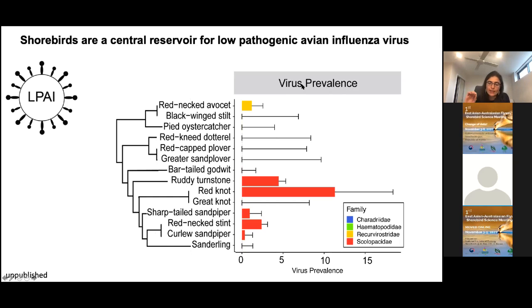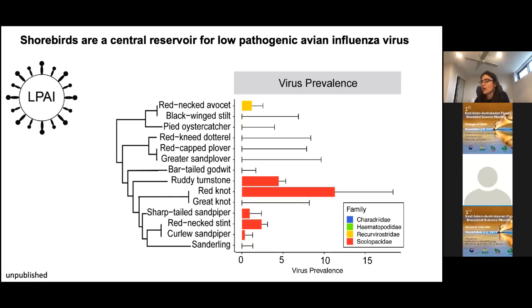So if we go and test the birds for viruses, which proportion of the birds are positive for viruses? So that's what the bars show. They're colored by the host family. And then we also have the 95% confidence intervals. And what you can see quite quickly is a fairly large amount of red on this figure. So those are the Scolopacidae.